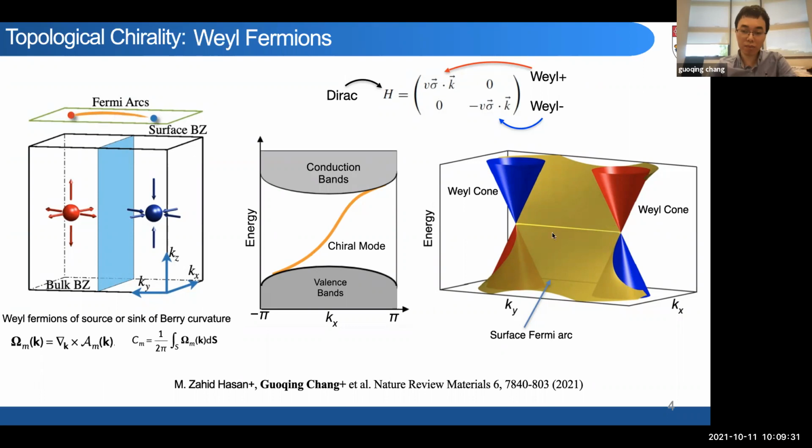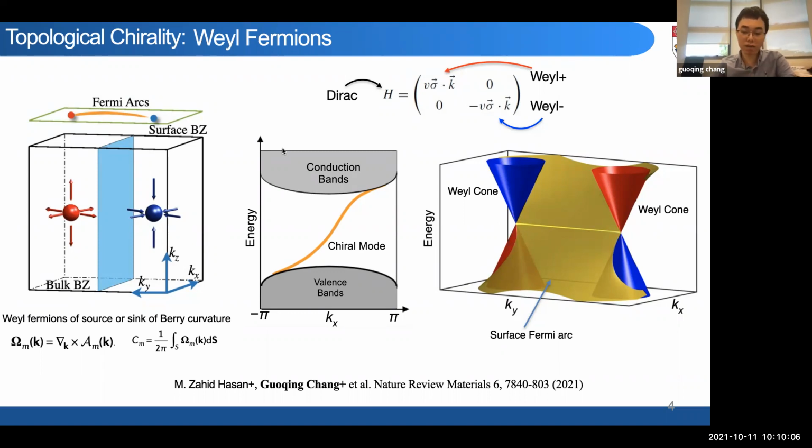So in the 3D picture, here is a distribution of the Weyl cones and the Fermi arc surface states. This red and blue are the linear cones of the Weyl fermions, and this red and blue actually indicate the Chern number of this Weyl node or each band. And this yellow surface are the Fermi arc surface states which connect these two Weyl nodes. If you only look at one surface, one edge, it will just be some line with arc-like features.